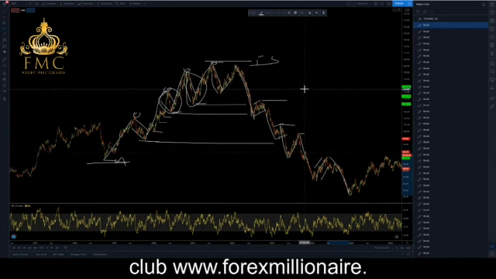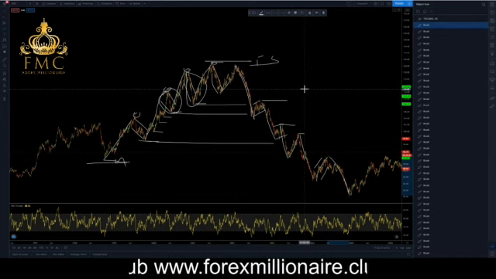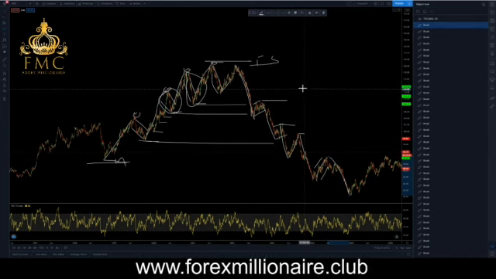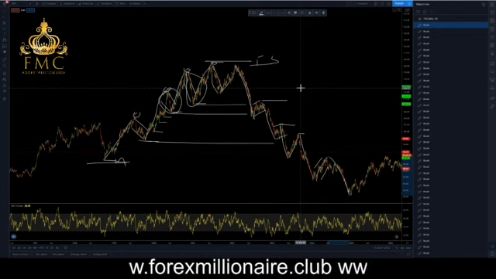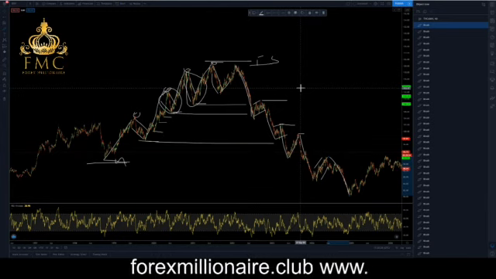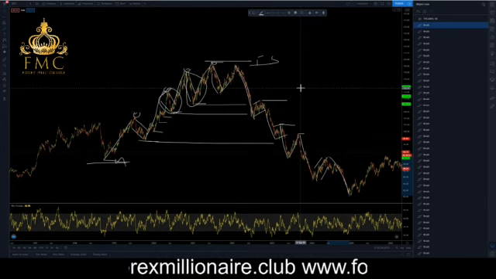All right, that is the end of basic market structure. I hope you got a good idea on how to identify the market, whether it's in an uptrend or a downtrend.